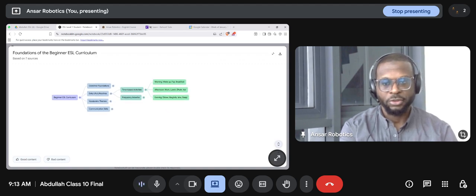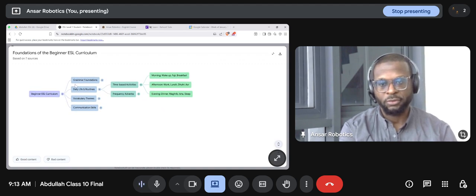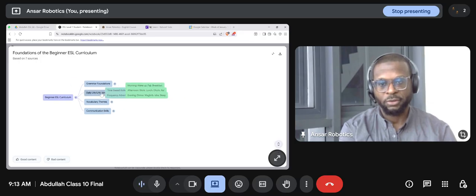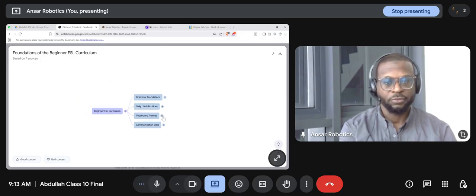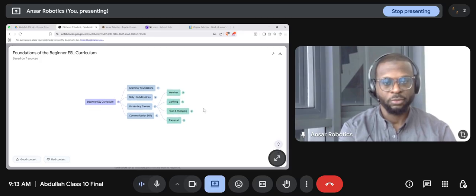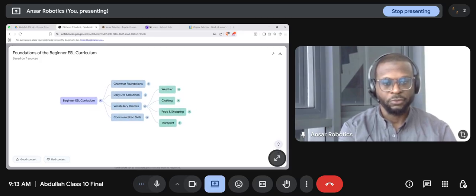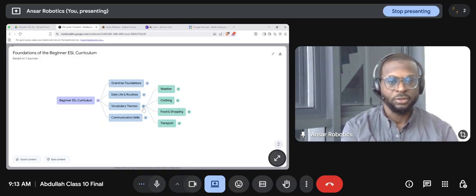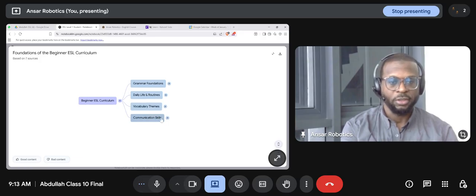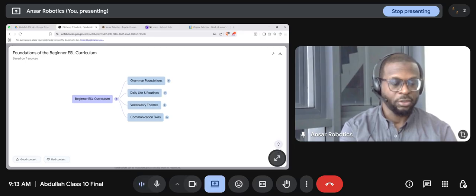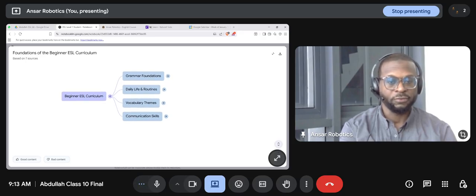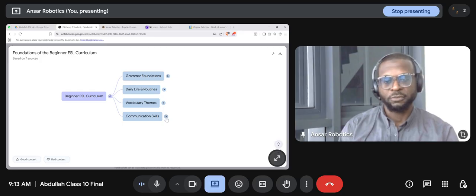And then we also did vocabulary themes. So look at vocabulary themes here. We went over weather, clothing, food and shopping, and transportation. This is all within a 10 class period, and the classes are generally 45 minutes. I'll leave 15 minutes at the end if the student has any questions regarding the lesson.